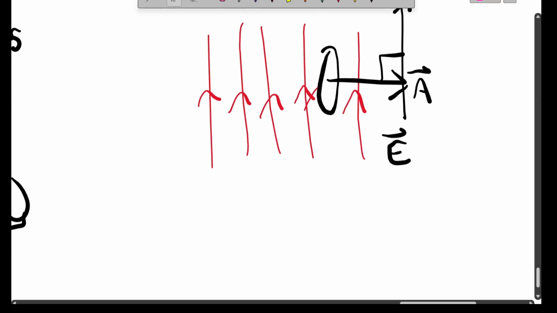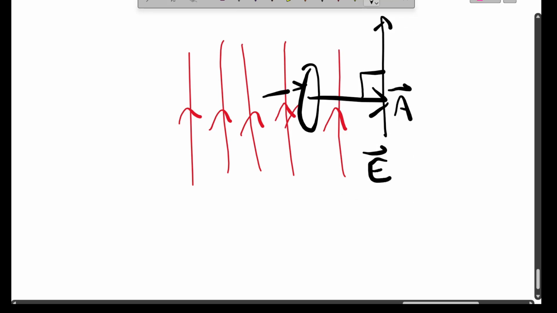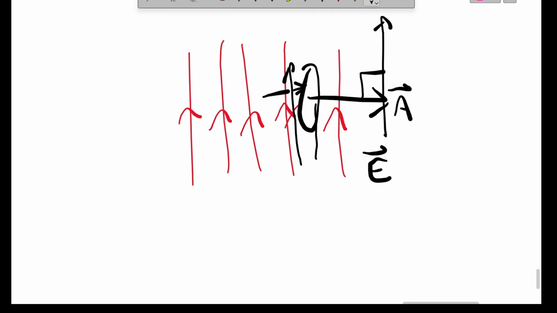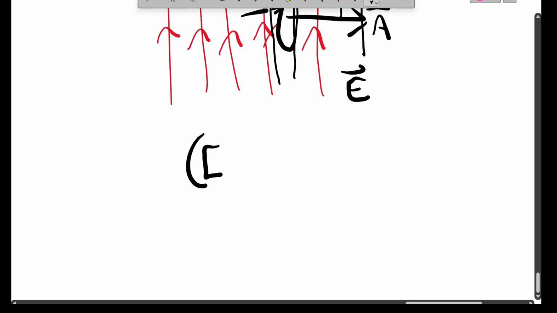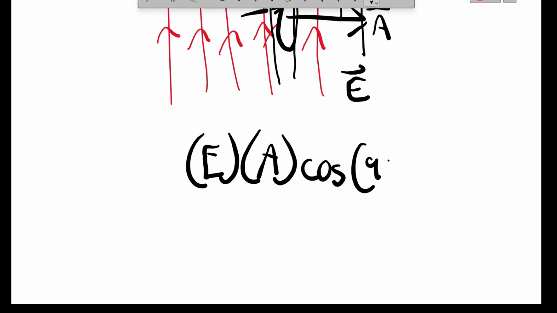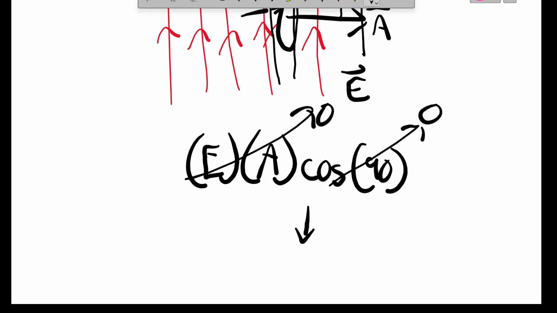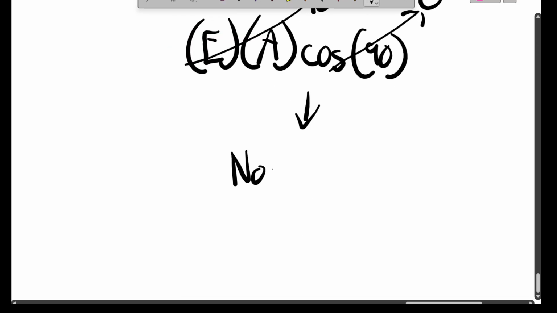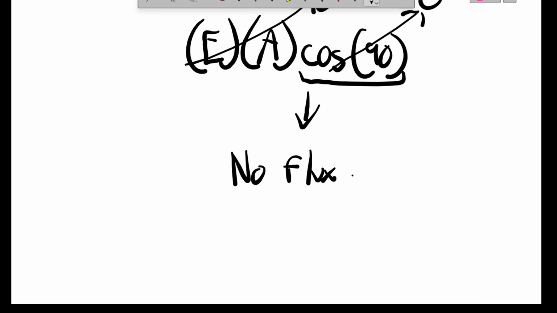Well, we say none of those field lines are going directly through the area like that. They're all kind of dodging around it and never going through the area directly. So when we look at EA cosine of 90, this goes to 0, everything goes to 0, and you say no flux. So once again, just to reiterate, the purpose of the cosine is just informing us how much of the flux lines this area is capturing.